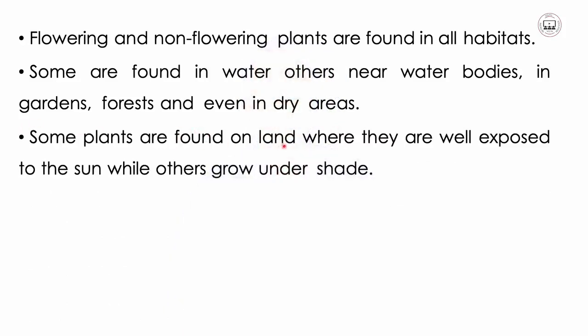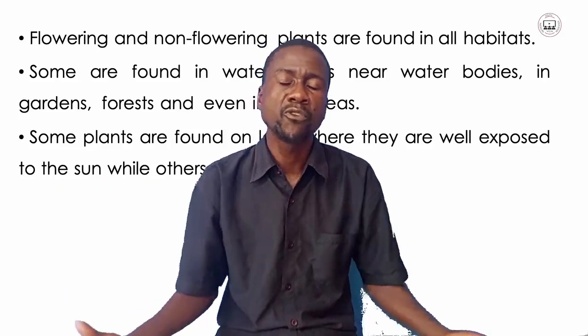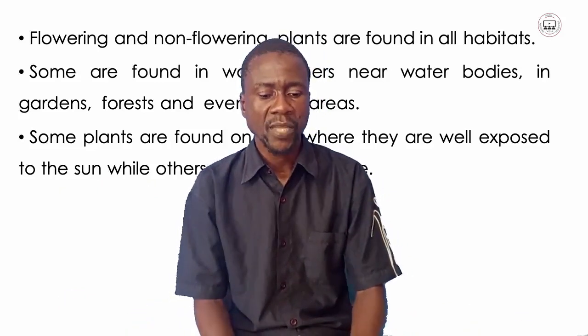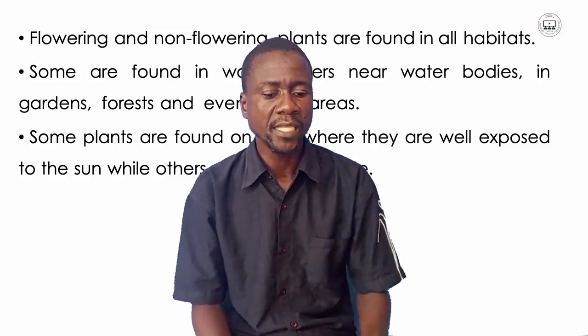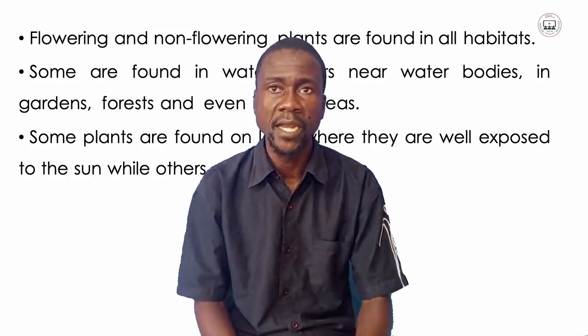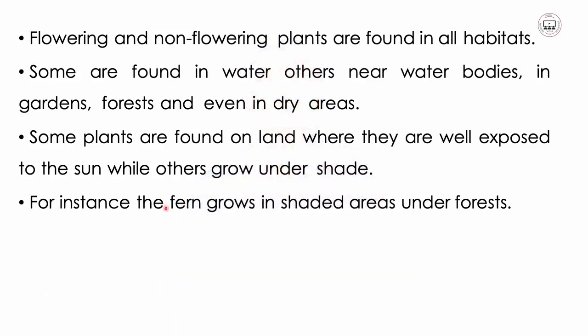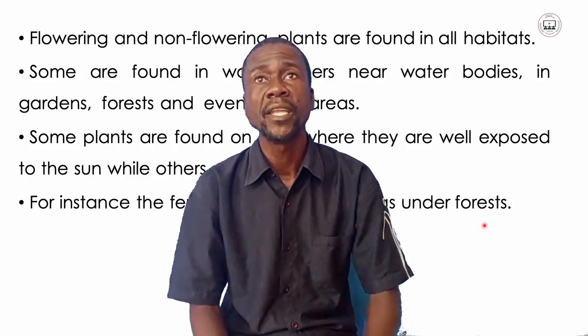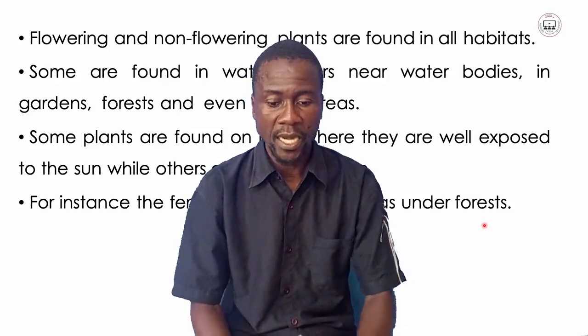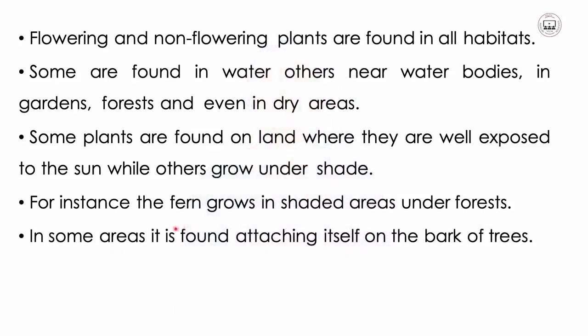Some plants are found on land where they are well exposed to the sun, while others grow under the shade. So this also makes their difference, where some plants survive on land and others survive under the shade of something. For instance, the ferns grow in shaded areas under forest. Most of the time you'll never find ferns growing on the open ground, but they grow under shade. And in some areas, they are found attaching themselves on the bark of trees.